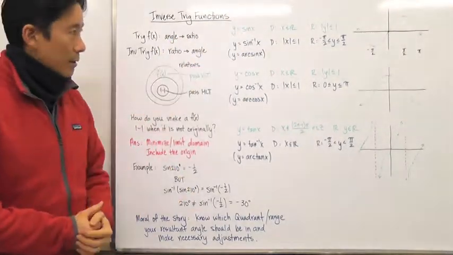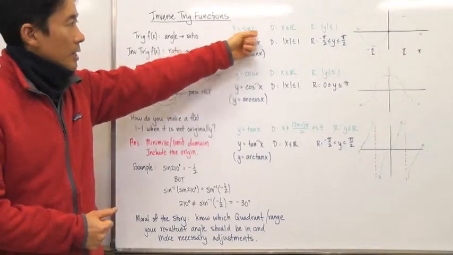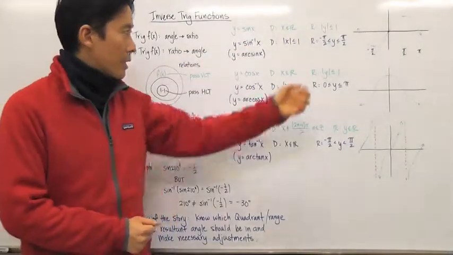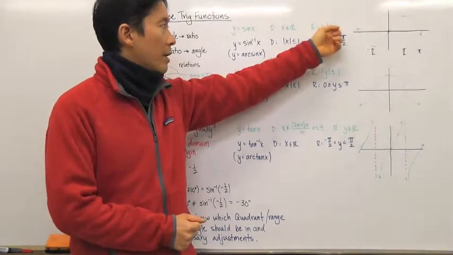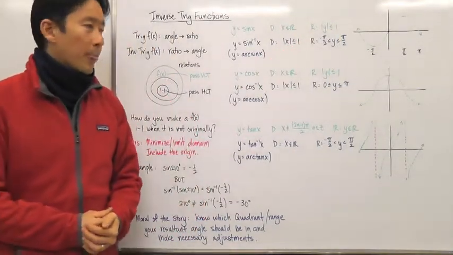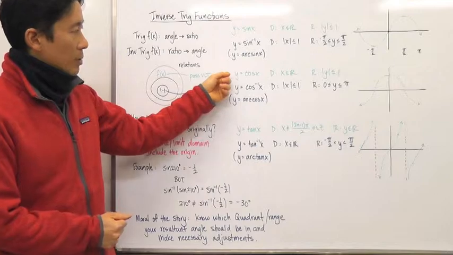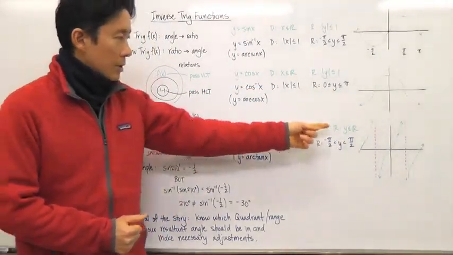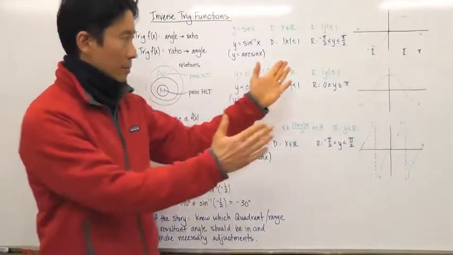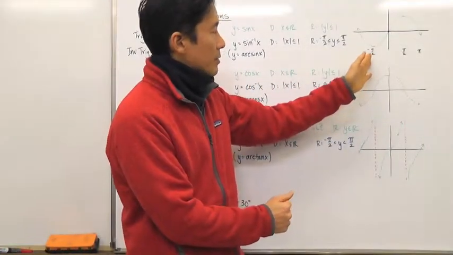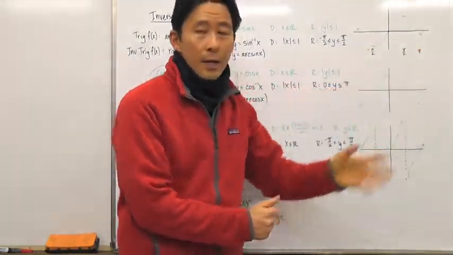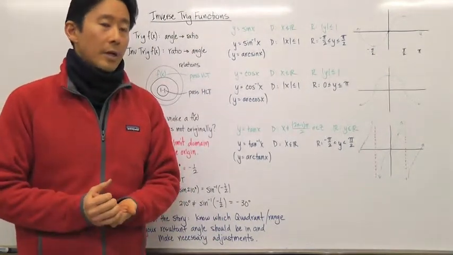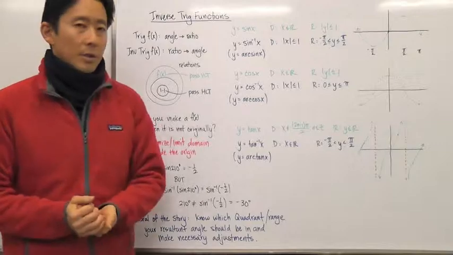So what I have drawn here is y is equal to sine x, the domain being x is an element of the real numbers, and the range being the absolute value of y is less than or equal to 1. I also have y is equal to cosine x drawn, and y is equal to tan x drawn. And again, we're going to limit ourselves from negative pi over 2 to pi, because that's the only part that we really need to consider when talking about the inverse trig functions.